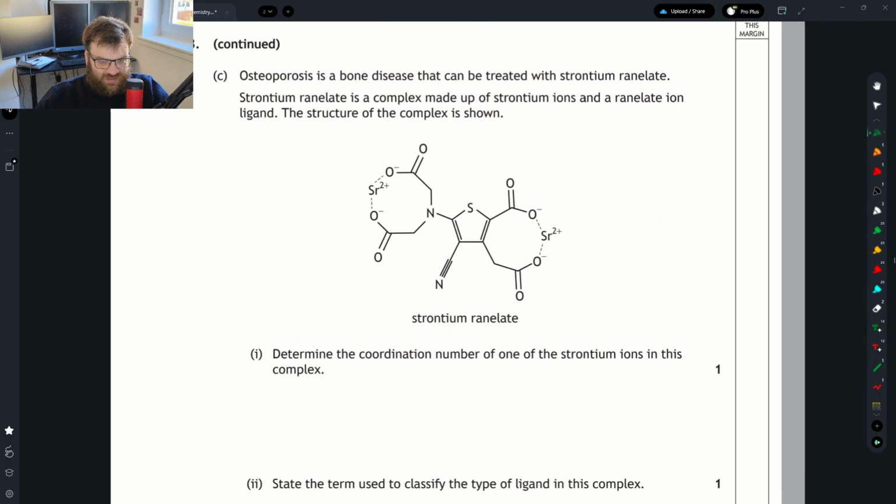Next, we're asked about the coordination number of strontium ions, each one. So you're looking at how many bonds are made to it.